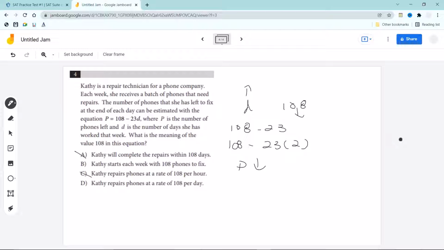And she's repairing phones at a rate of 108 per day. Well, no, right? Because we can see that D is the number of days she's worked that week, right? She's fixing 23 phones per day, right? Because the 108 is being decreased by 23 each day, right? So it's clearly not D. So therefore, the correct answer is B in this scenario. Great.